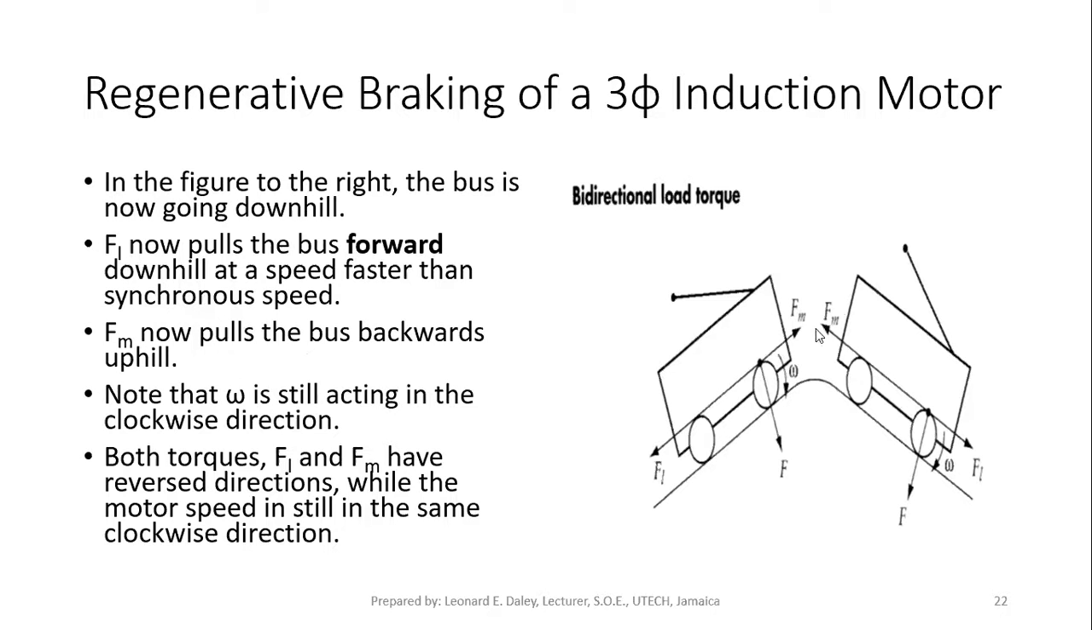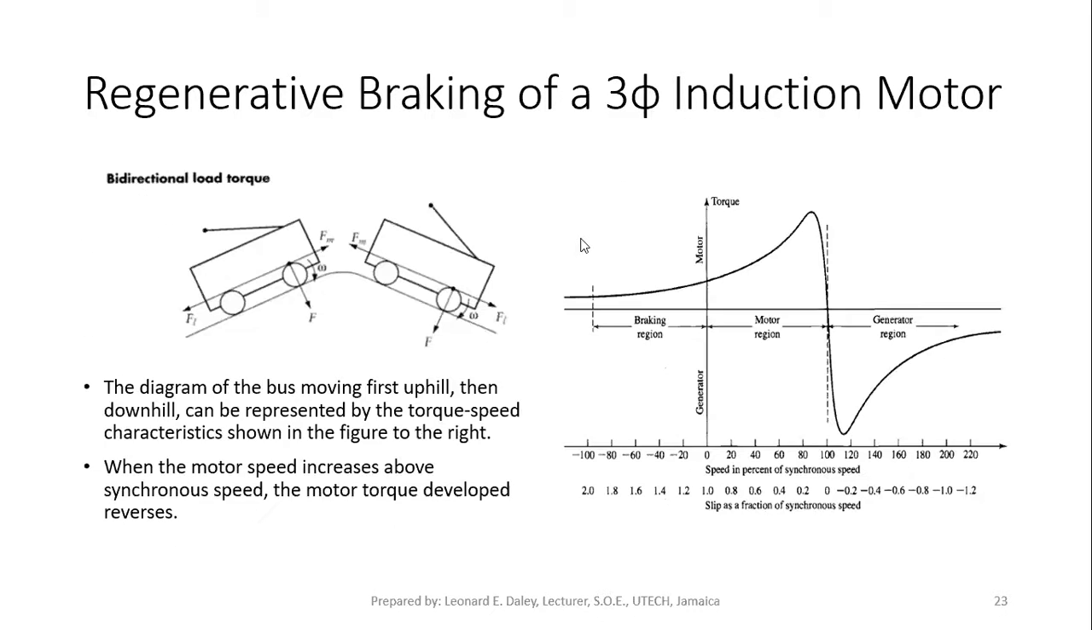So the motor is experiencing a torque developed that is going in the other direction. But notice that the wheel is still turning in the clockwise direction. So although the torques have reversed, the speed is still going in the same direction. All right, let us translate that now to this diagram. The diagram of the bus moving up the hill would be represented by motor operation, right?